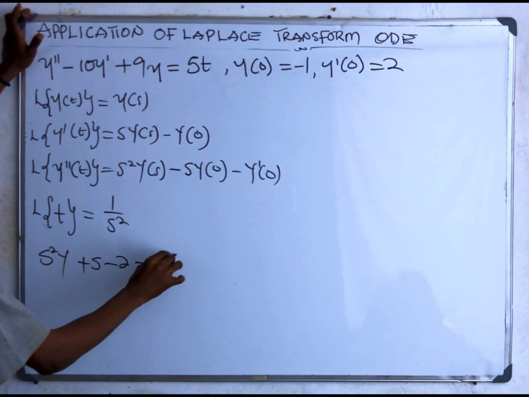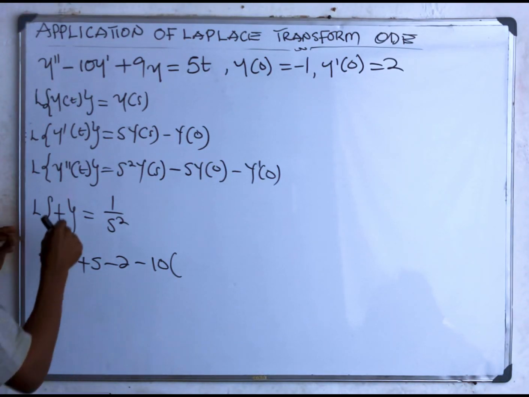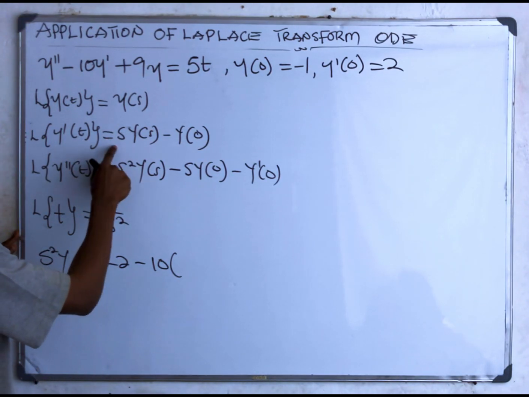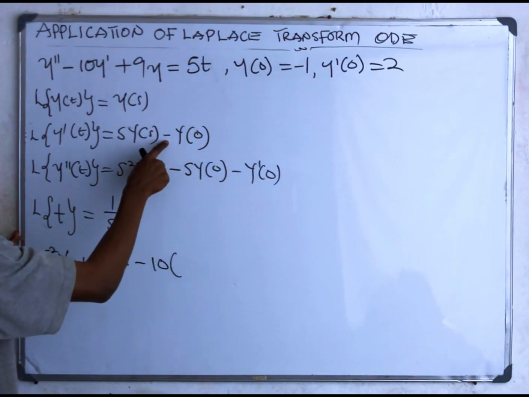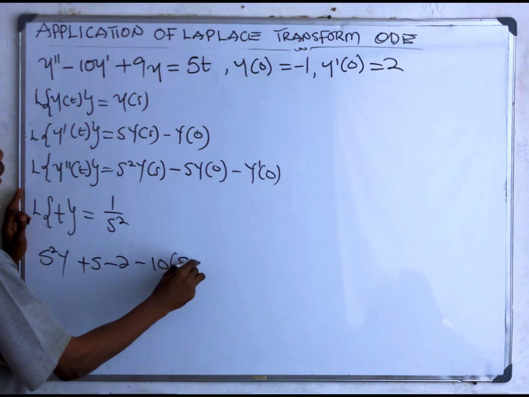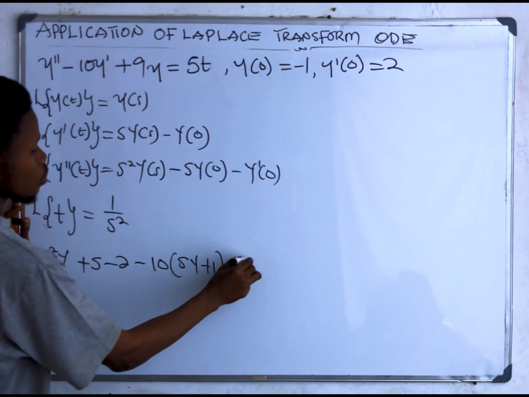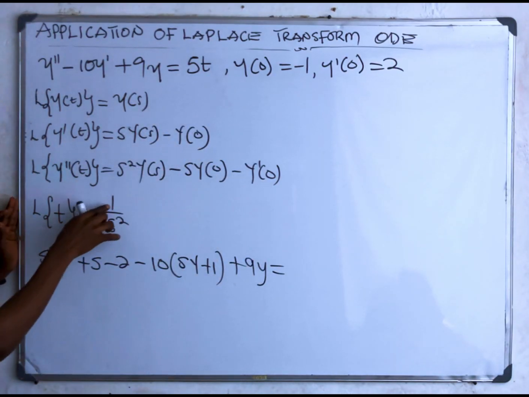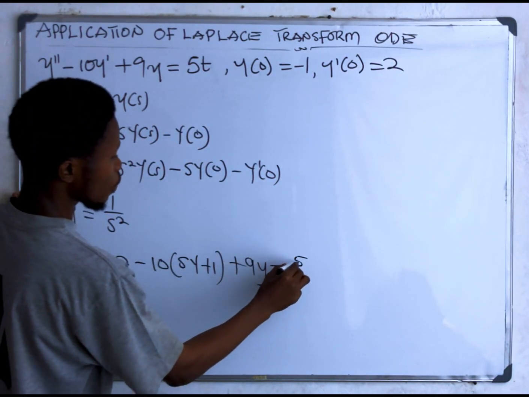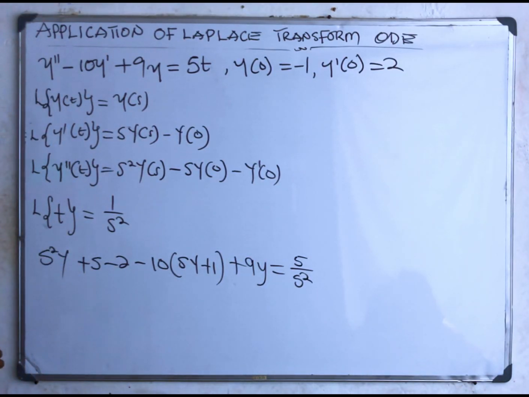Minus 10, bracket open, y prime of t is this, right? You know that y of 0 is negative 1, so here becomes positive 1. So we have s y of s plus 1. Then the last one to be repeated is also 9y. And this equals 5t. But the transform of t is 1 over s squared. So we have 5 over s squared. So this is what we have at the end.